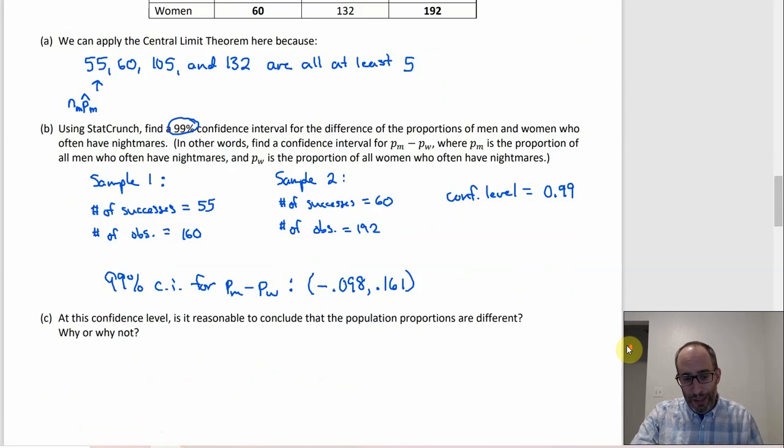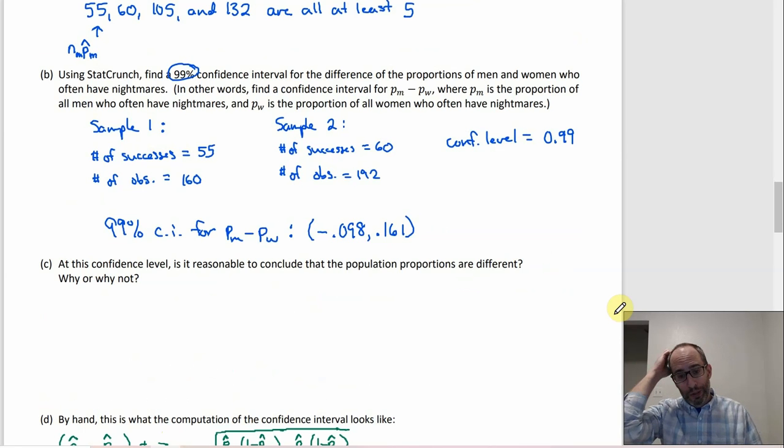All right, then at this confidence level, is it reasonable to conclude that the population proportions are different? Usually this is the kind of thing you end up doing with the confidence intervals, just to see, is there evidence of a difference here? Well, the thing that you would have to look for is if 0 is in the interval or not, because the value of 0 is what would happen if you subtracted and they were the same number, right? You subtract one number from itself, you're going to get 0. So if 0 is a plausible value for the difference in population proportions, then you can't conclude that they're different. You don't have enough evidence.